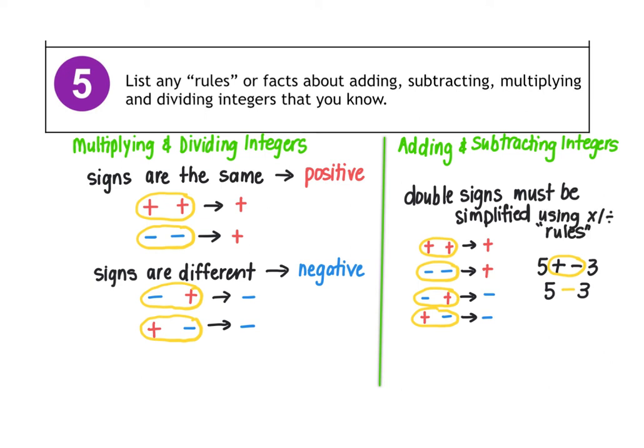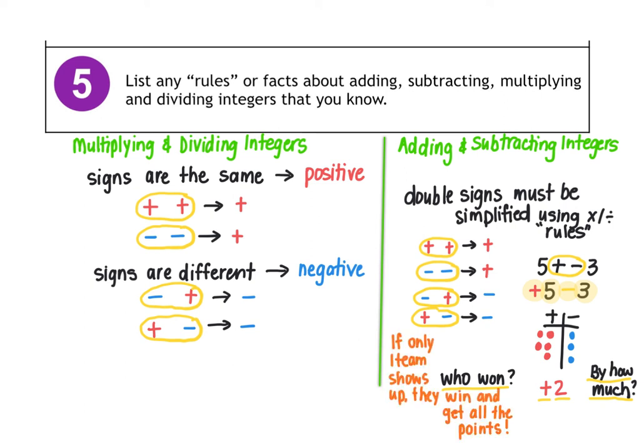Once we have it in the form a sign, a number, a sign, and number, that's when we can make a scoreboard and we can ask ourselves who won and by how much. The team with the most points will be winning, either positive or negative, and by how much will involve how many points they won by. Don't forget that if only one team shows up, that means that team is going to get all of the points.